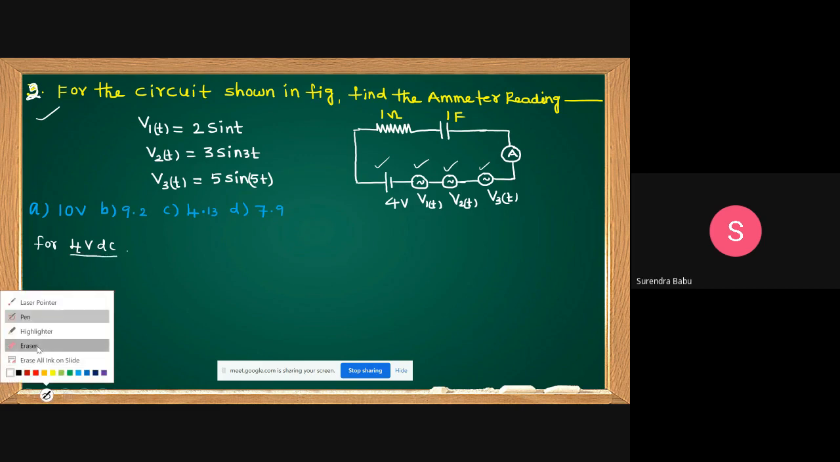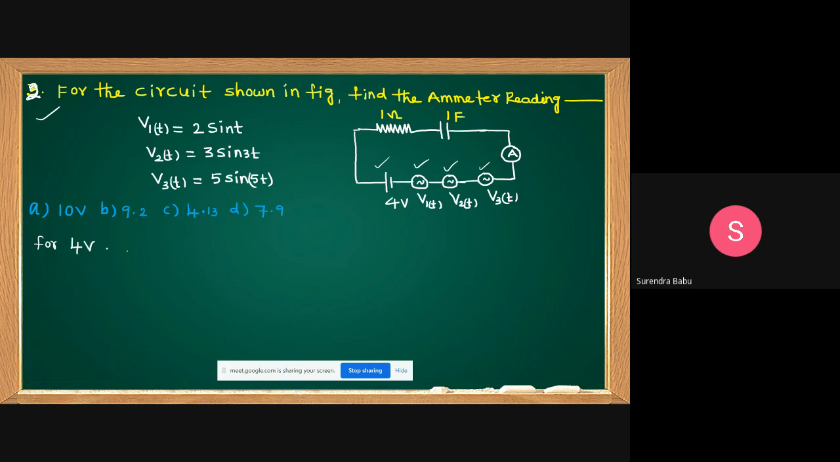Here we are doing the steady state analysis that I told already. We are doing the steady state analysis for 4 volts DC. At steady state, what does the capacitor act as? At steady state, C acts as an open circuit. I think all of you know this one. Then the current through the 4 volt source is 0. Clear? Next. This is the first case.